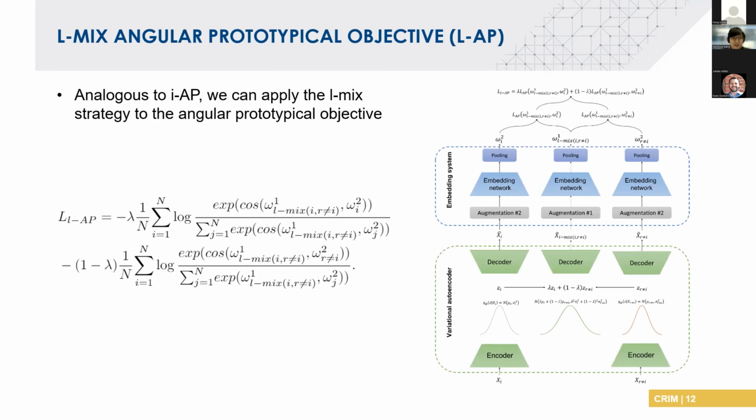So basically, LMix operates in the same way as the conventional iMix framework, but the main difference is that unlike iMix, which interpolates in the feature space, LMix interpolates in the latent space and then projects it back to the feature space using a nonlinear method.